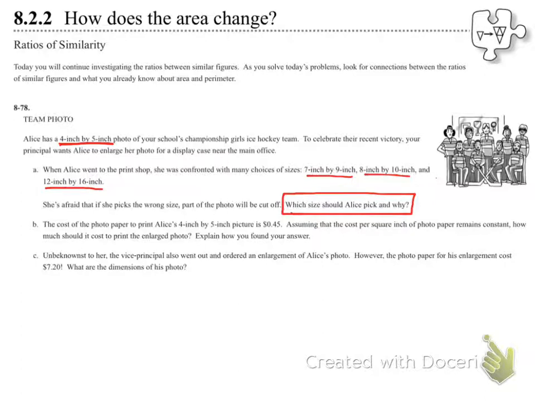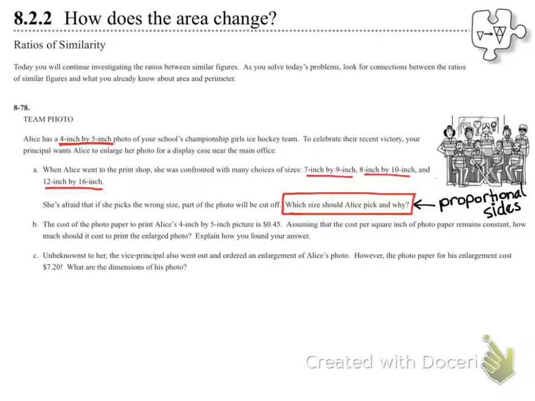Okay, so hopefully you've thought about that and you have realized that if she wants to pick the most appropriate size, she needs to figure out which one has proportional sides. Because if it doesn't have proportional side lengths with her original photo, then that means part of the photo is going to get cropped out. It's not going to include the whole thing. So we want to make sure we've got proportional side lengths.